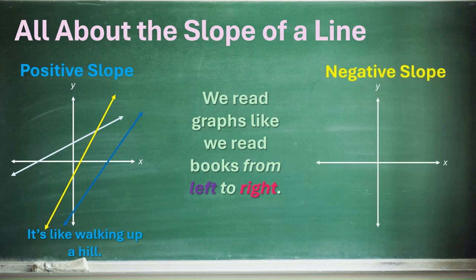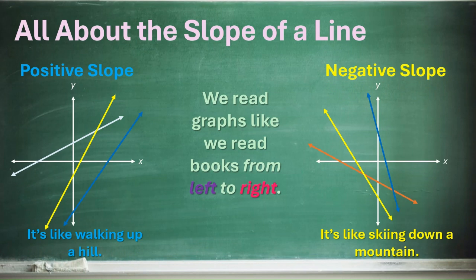Now, a negative slope is the opposite of a positive slope. Have a look at these lines. You might notice that as we're reading the graph from left to right, we're starting out high on our graph and then we're getting really low. It's like we're skiing down a mountain. If you think of your line as you read from left to right as going downhill, that means your slope is negative.